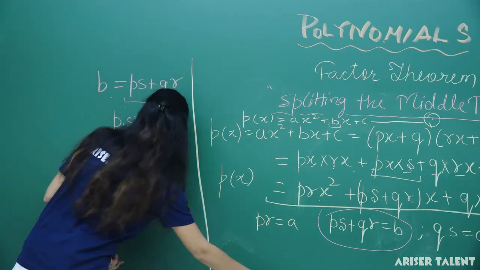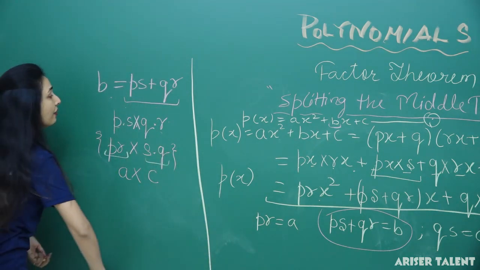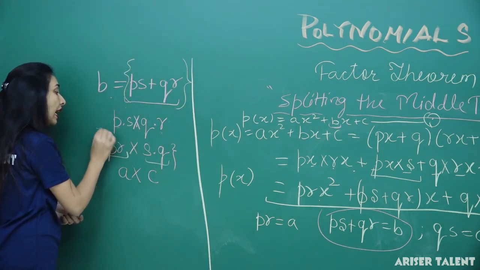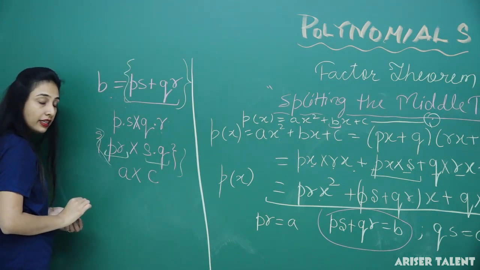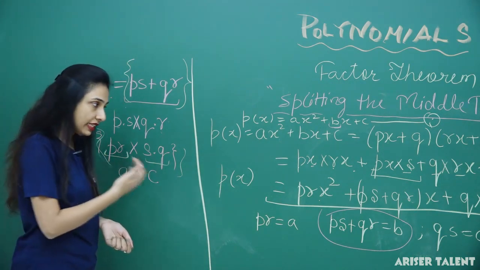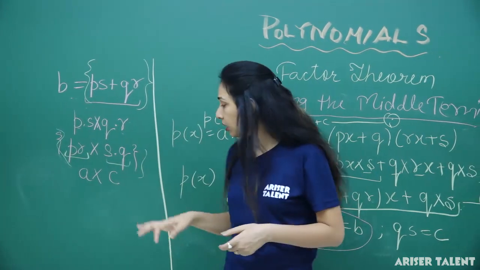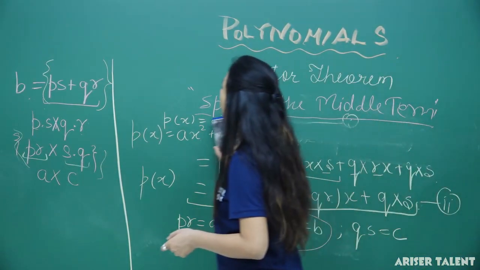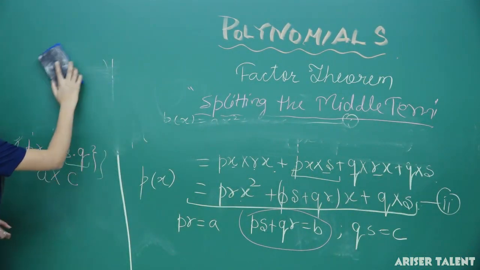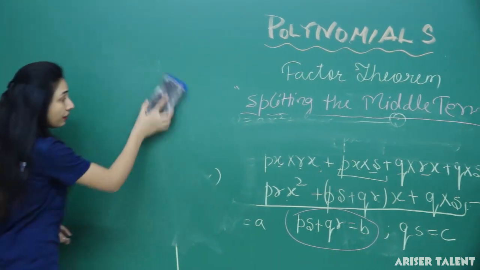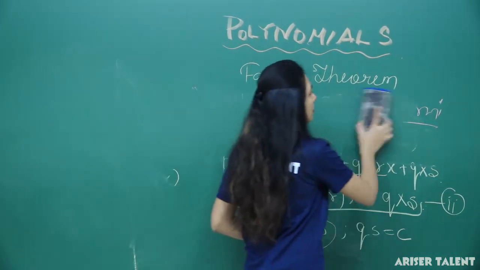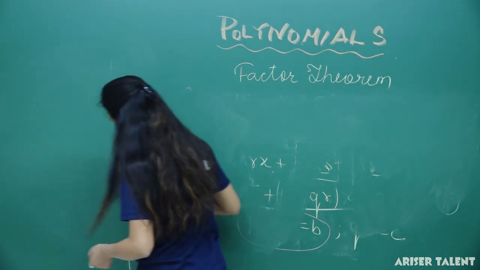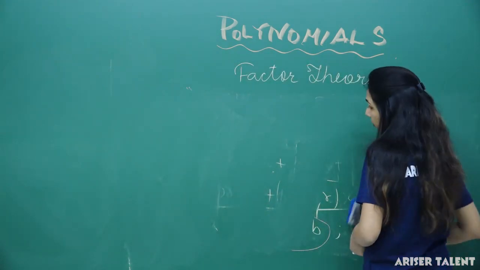That means you have this B as a combination of the addition and the multiplication. How will we use it? We will discuss it later. Just now, copy all. So these are two methods: splitting the middle term and finding the factor by putting values. We will see the use of these in some questions.